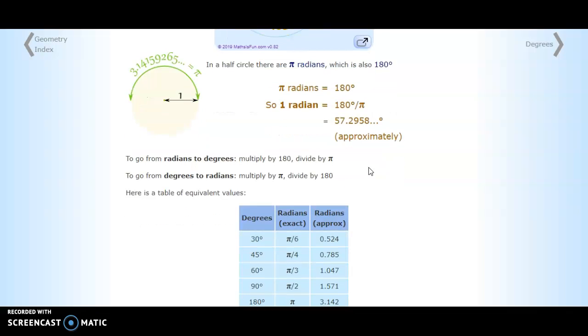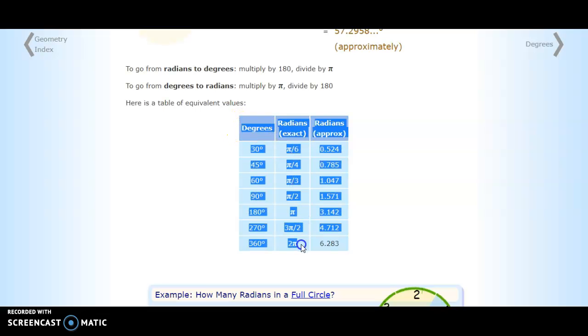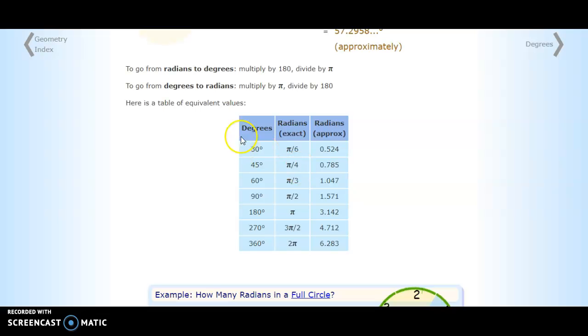So if you ever need to convert back and forth to go from radians to degrees, multiply by 180 and divide by pi, or in other words, multiply by 180 over pi, or to go the opposite way, multiply by pi and divide by 180, or in other words, multiply by pi over 180. Here are the measurements of common angles that we'll use very frequently this year in math. You don't need to know the approximate decimal of radians. The degrees and the exact radians are the important thing.